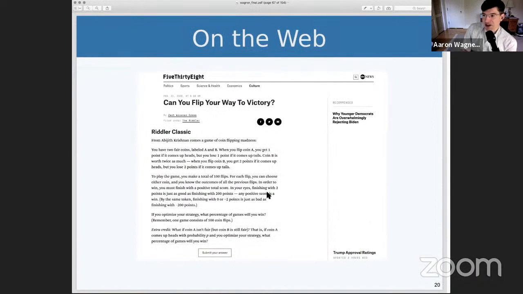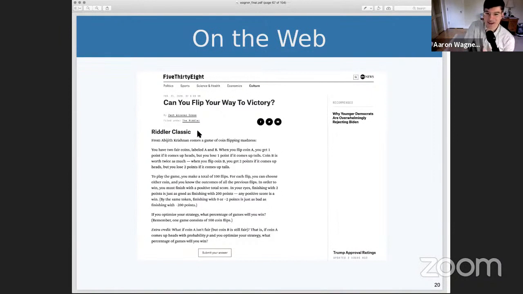Just as a fun aside, I don't know if people are familiar with the 538 website. It was in the news recently. It's known mainly for its political and election forecasts, but they have a weekly puzzle column, and for February 21st, 2020, the puzzle was exactly this coin flipping thing.